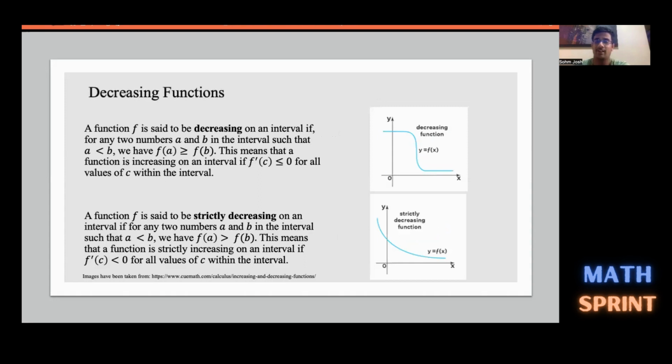Now, decreasing functions. So a function f is decreasing on an interval if f(b) is less than or equal to f(a), where b is greater than a. Again, we can link this to calculus. We say that a function is decreasing if f'(c) is less than or equal to 0, where c lies in the interval. And if we say that a function is strictly decreasing, then f'(c) is just less than 0. f'(c) is never equal to or greater than 0.